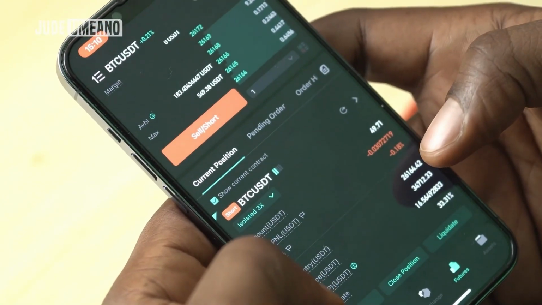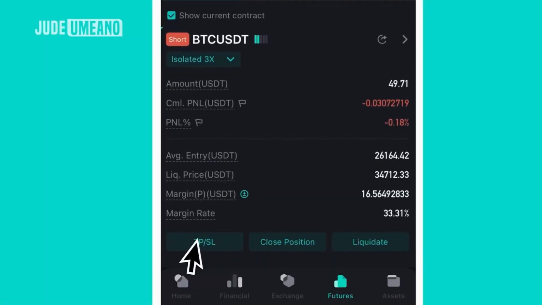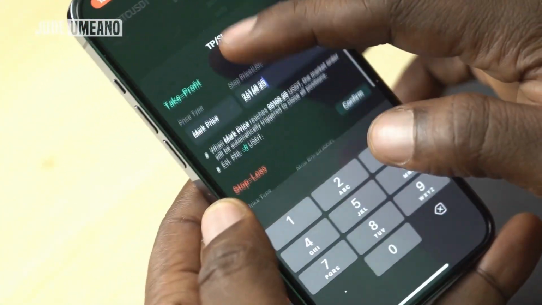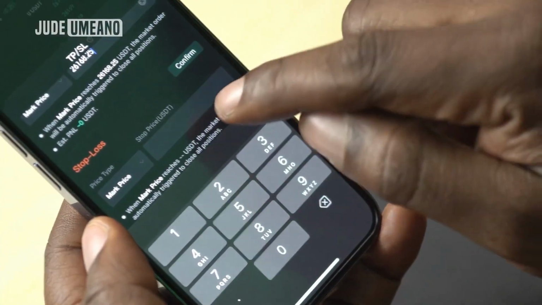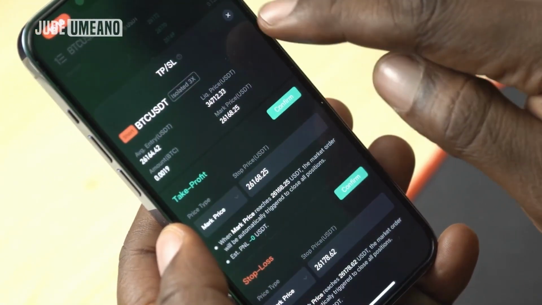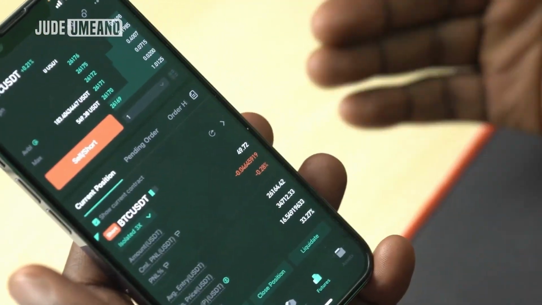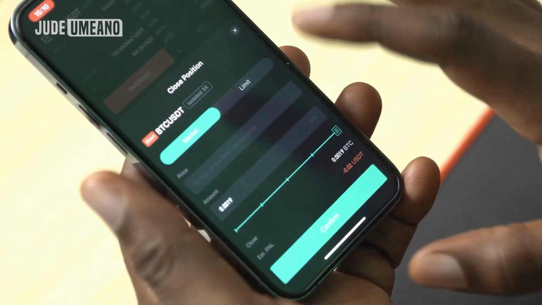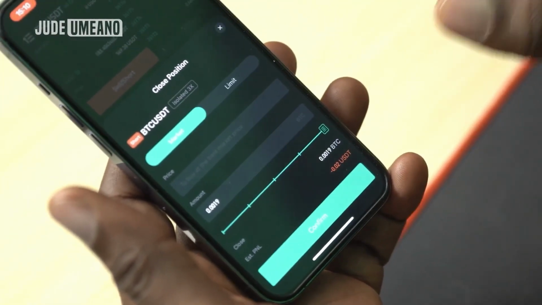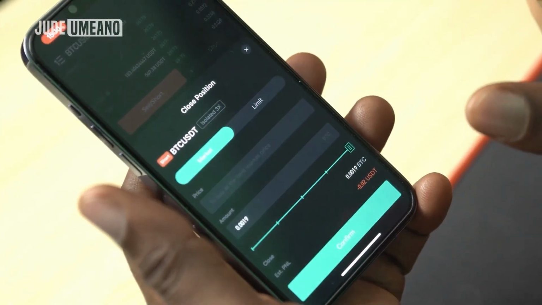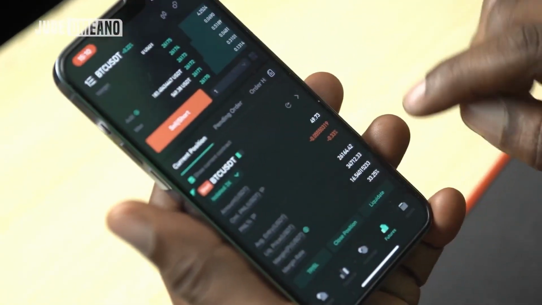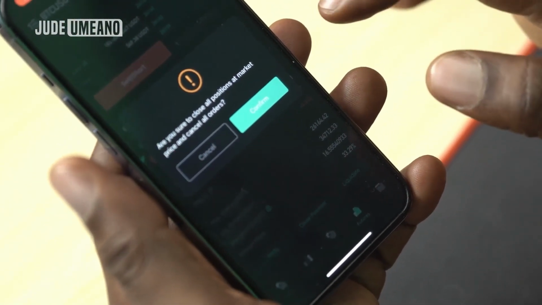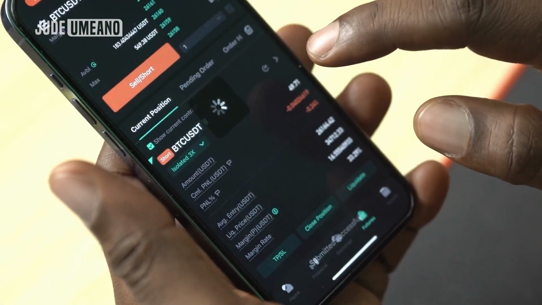Guys, I am in this trade, and from here I can set my take profit and stop loss. Where do I want to take profit? I enter it here. Where do I want to put my stop loss in case the trade is going against me? I'll put it here and confirm, and I will have fully entered this trade. Now, peradventure, I want to close this trade at any time. I can click on close position, enter the price I want to close that position, or use the market order to close the position, or I can click on liquidate and click on confirm to exit this position using the market order. So guys, this is how you trade the futures market.